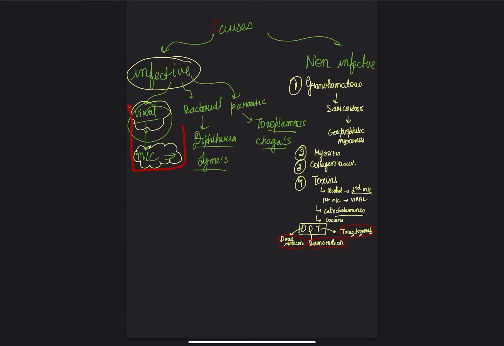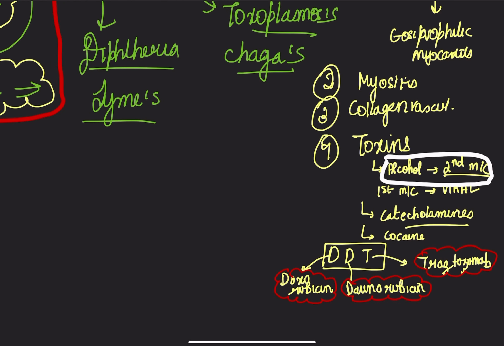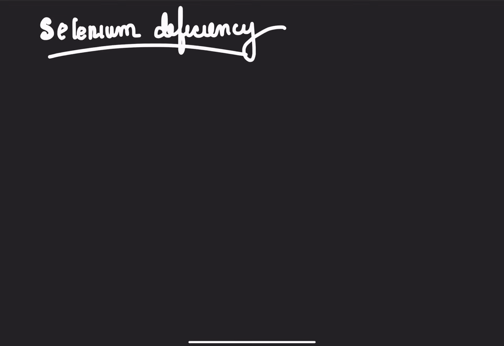Viral causes are the most common cause, and the second most common cause is alcohol. Okay, other causes can also be there, one of which is selenium deficiency. So selenium deficiency is also an important cause. Then we have magnesium, calcium, and carnitine deficiency.